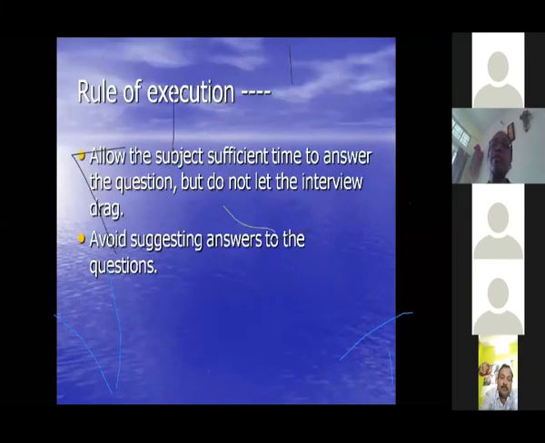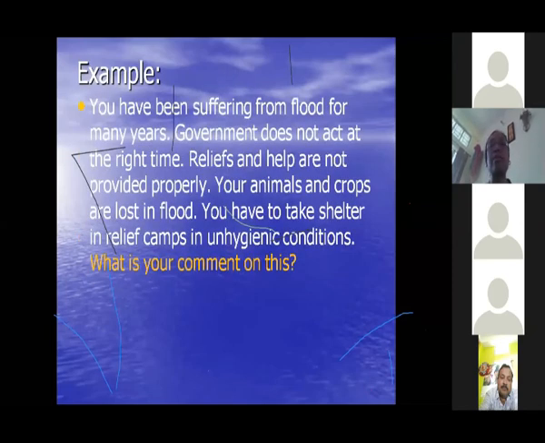Allow the subject sufficient time to answer the question, but do not let the interview drag. Avoid always suggesting answers to the question like this. For example, if you observe the TV interviews, what you see is: you have been suffering from flood for many years.